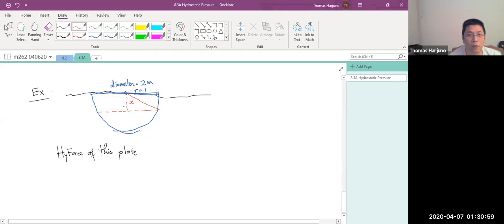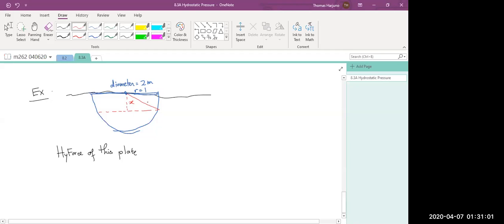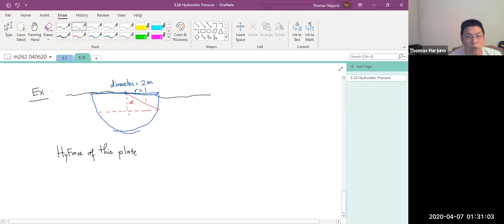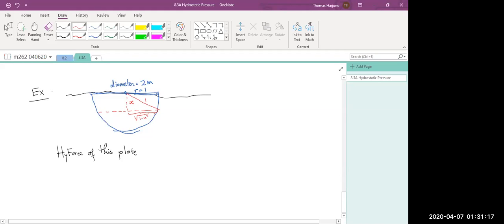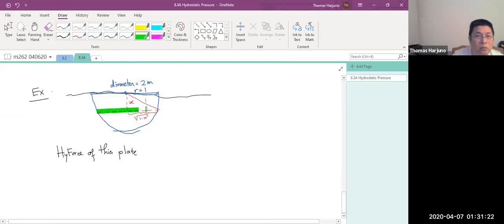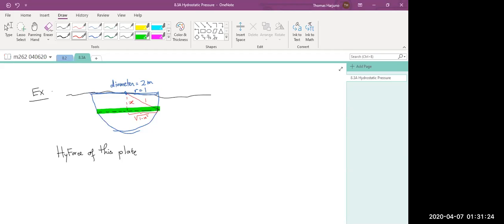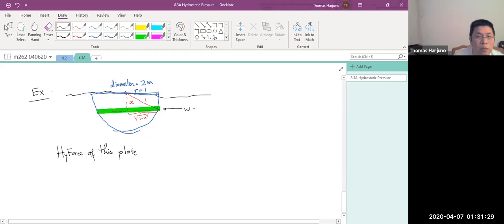What is the length of that solid red color? 1. That's 1, that's 1. Right. So what is this here? That's the square root of 1 minus x squared, right? Yeah. Okay, therefore, what is the width now? 2 times that. So that's 2. Right. So the width will be 2 times the square root of 1 minus x squared.